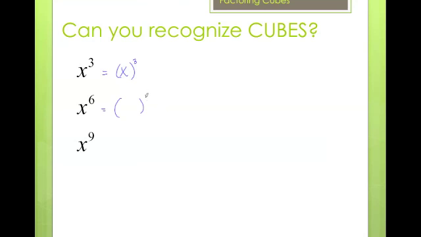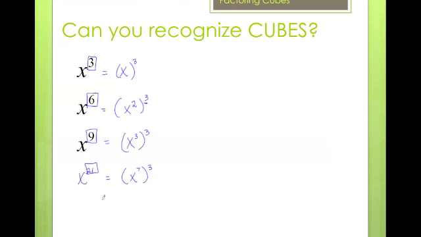So I have to think, x to what power cubed will give me x to the 6th, and that would be x squared. x to the 3rd cubed gives me x to the 9th. If I had something like x to the 21st, I know that x to the 7th cubed gives me x to the 21st. So you notice that what all of these exponents have in common is that they are all divisible by 3.